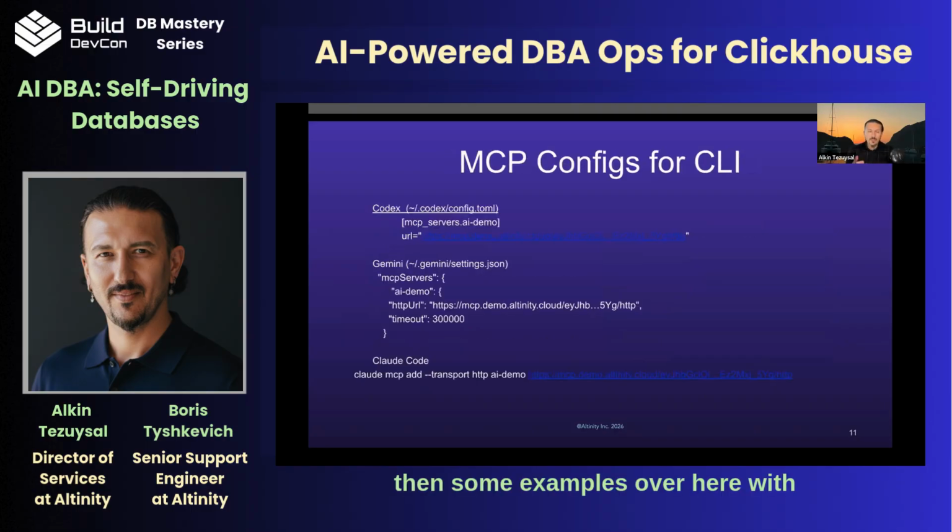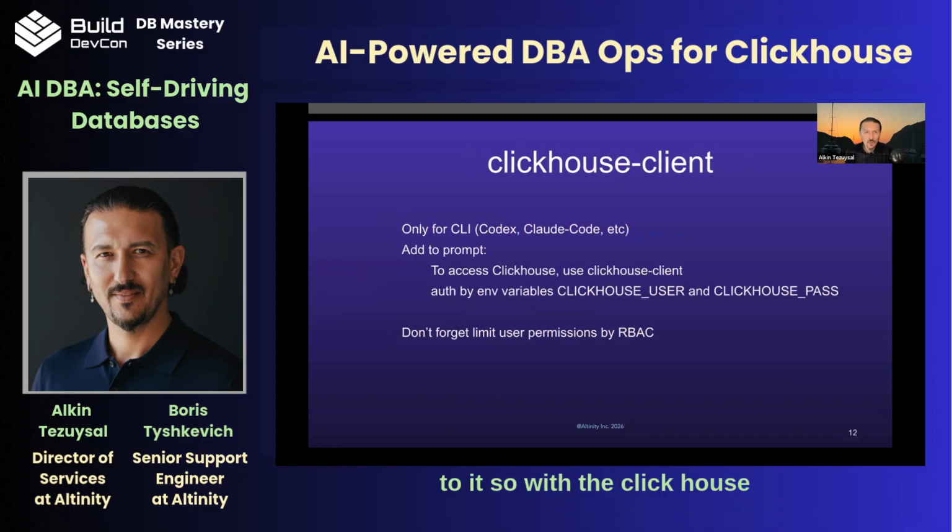Then some examples over here with the MCP configs and for the CLI. This will allow us to set up the MCP server to run in these configuration files, one of them is a JSON, and then you can edit the cloud code. We got some examples for Codex, Gemini, and Cloud, whichever you've been trying or whichever you have access and tokens to.